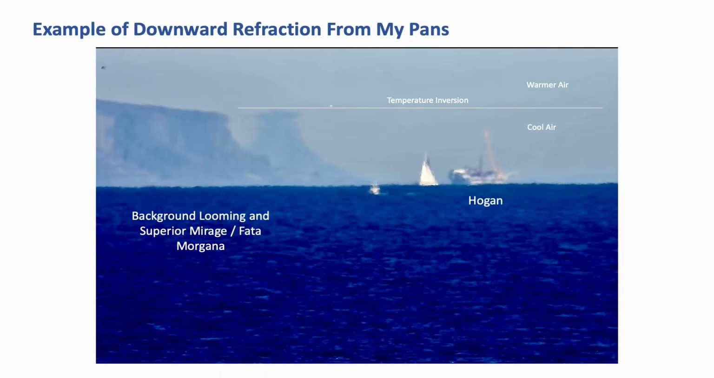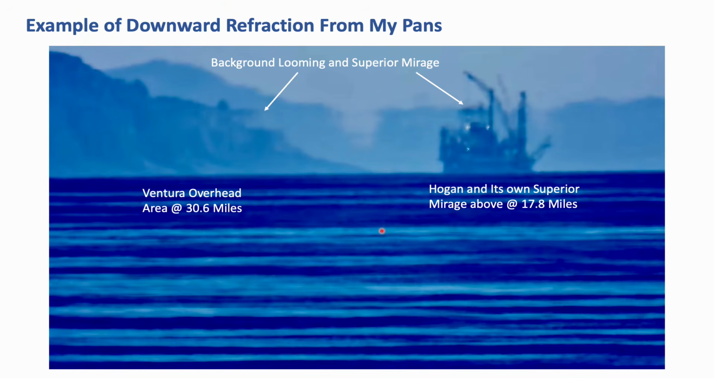Another example here. Here's another example of downward refraction. This one's kind of interesting. We've got Hogan at 17.8 miles, and there's a slight superior mirage right above the rig here. And it looks like there's a band of looming over here. There's a line here and a line here, maybe you could call it a temperature inversion, I guess. But it looks like it's being stretched upward in this zone.